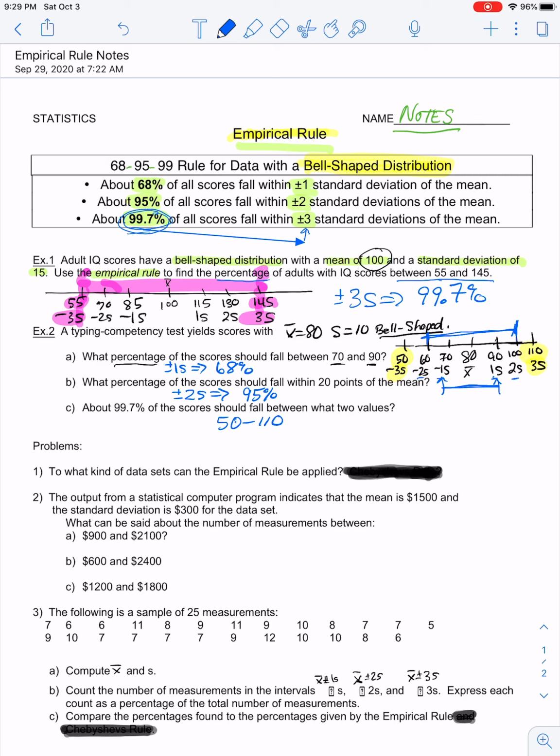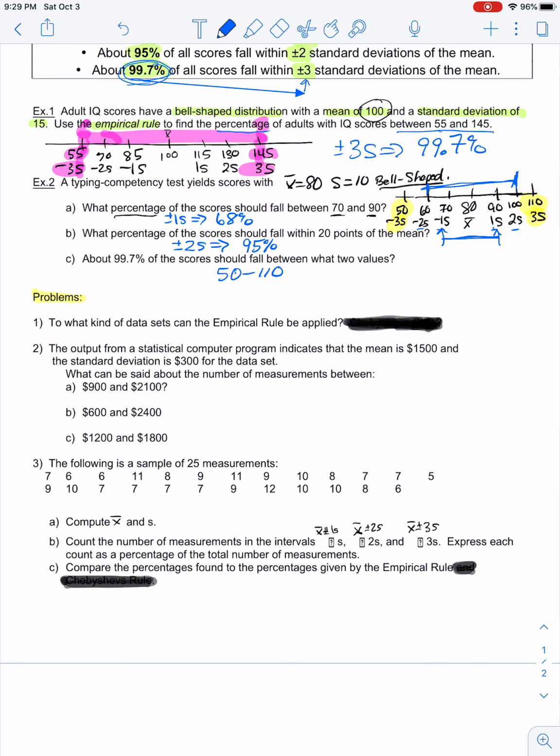Again, best advice when we're dealing with this sort of problem with empirical rules: get yourself a quick number line. Then it's a lot simpler to go between the deviations and figure out your percentages. A couple of examples here at the very bottom where it says problems, and these should be on your guided notes as well. It says, to what kind of data sets can the empirical rule be applied? I think I'm hearing you answer: it has to be bell-shaped.